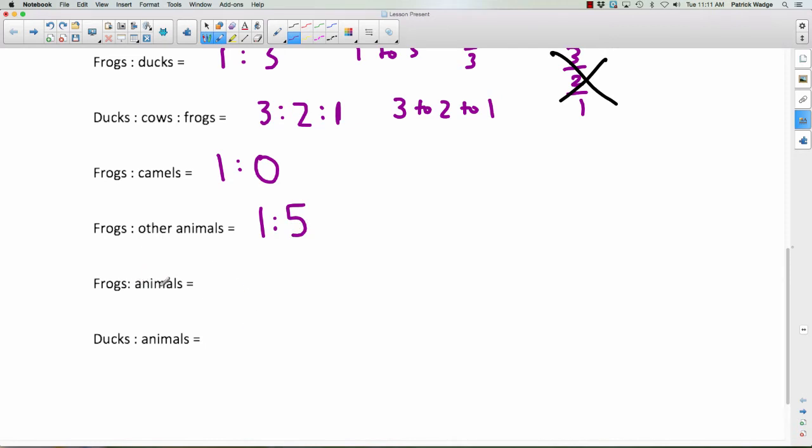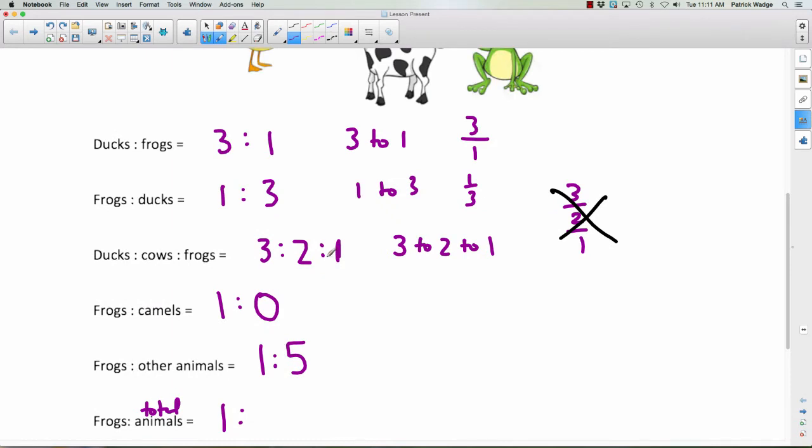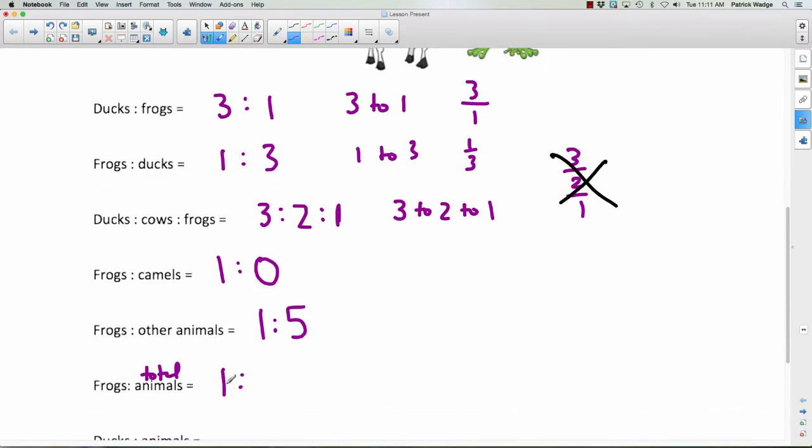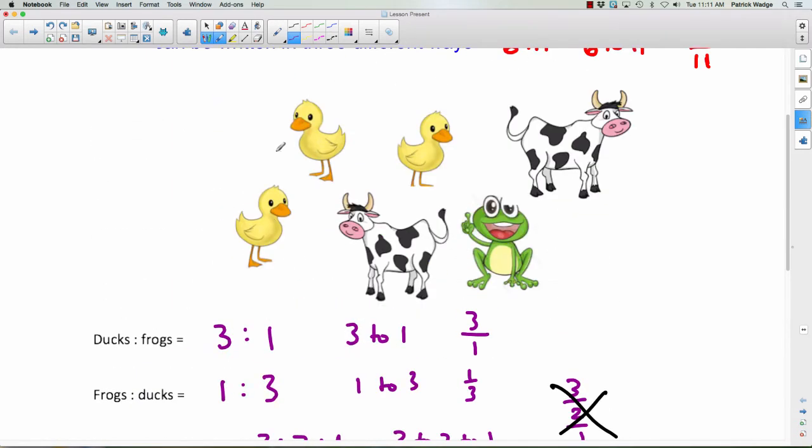Next question, exactly the same, right? Frogs to animals. How many frogs are there? 1. It's not exactly the same. You know why? It says frogs to animals. What's different than other animals? If you just say animals, it means total animals. And when you say total animals, you have to include the frog. So you would actually count the frog once when you do the 1 here, but you have to count the frog when you do all the animals.